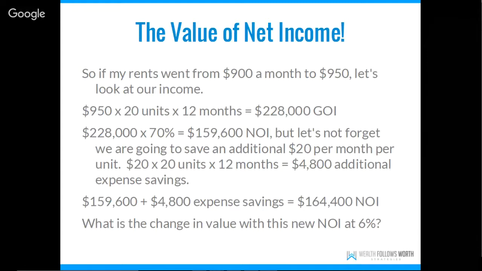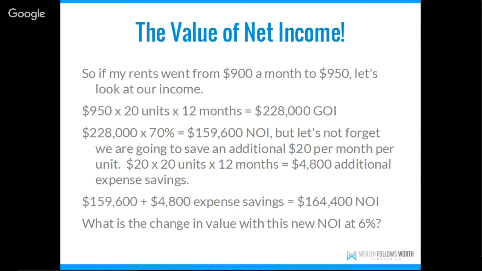But again, let's not forget, if we're saving an additional $20 per month per unit, that's a savings annually of $20 times 20 units times 12 months. That's an additional $4,800 in additional expense savings. So I've got to take my net operating income and add back those expense savings. This will give me a whopping $164,400 net operating income. Now, if you remember, our prior net operating income was $151,200. So this is a pretty handsome increase of $13,200 to the net operating bottom line.